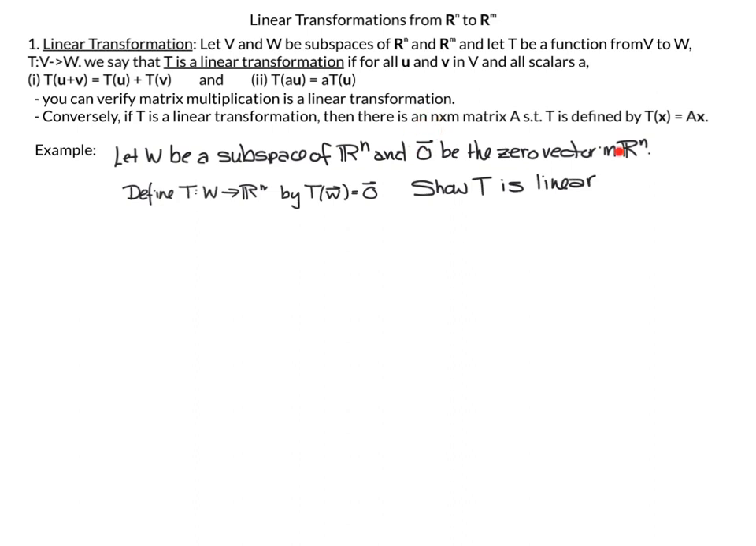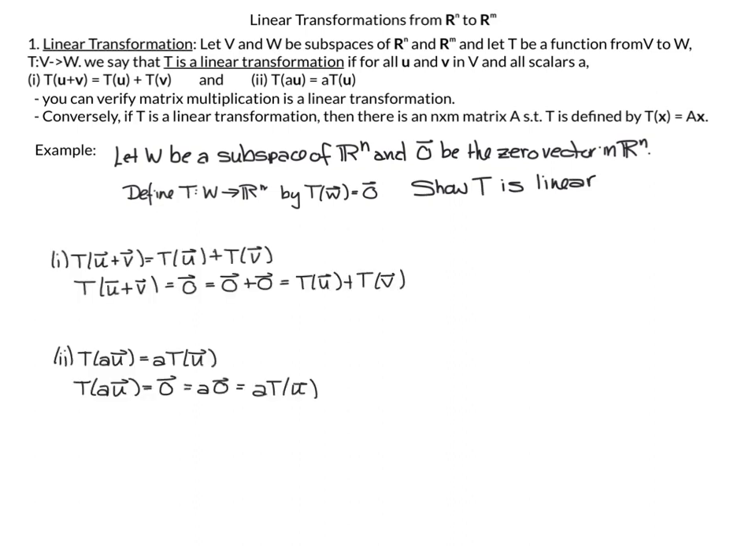For our next example, we're going to let W be a subspace of Rn, and the 0 vector is the 0 vector in Rn. So we're going to define our transformation to take vectors in W into Rn, and we're going to say it takes these vectors and maps them to the 0 vector. And we want to show that T is linear. So again, this transformation just maps everything to 0. So let's take our first condition, T of u plus v.